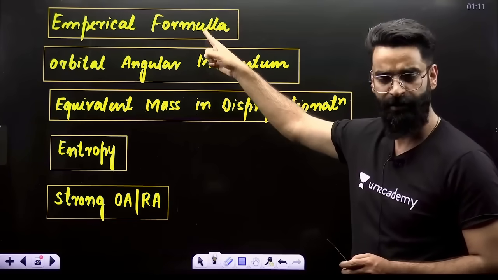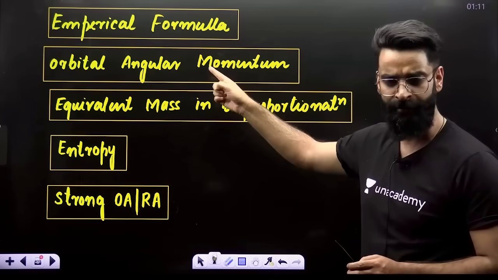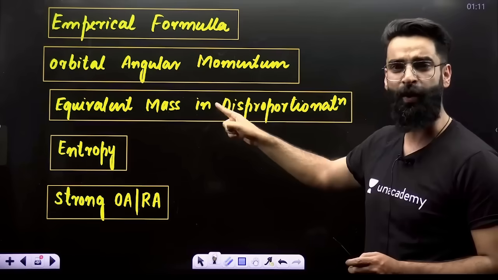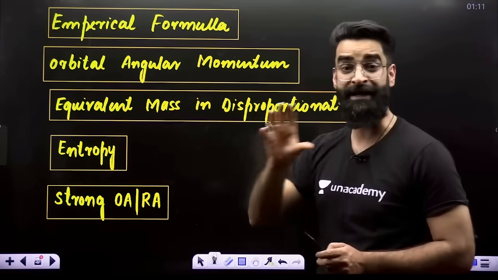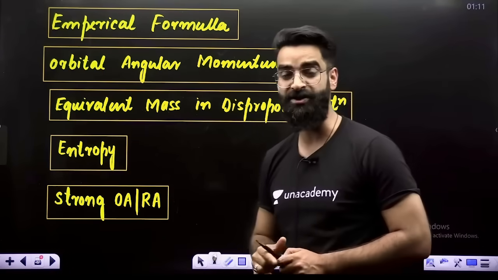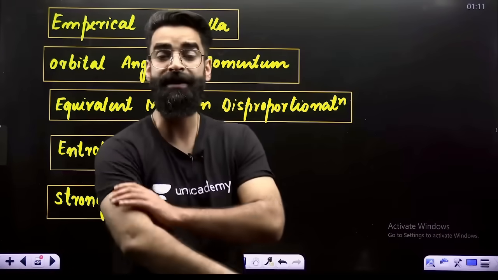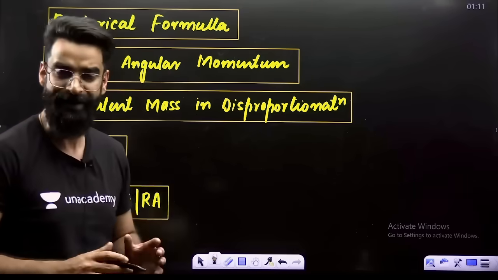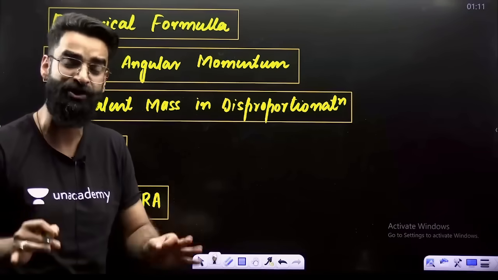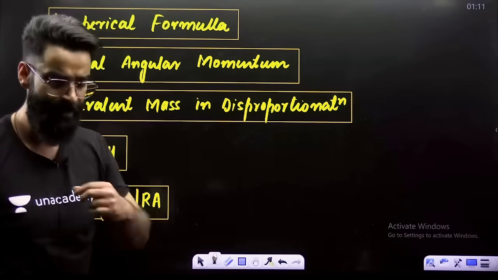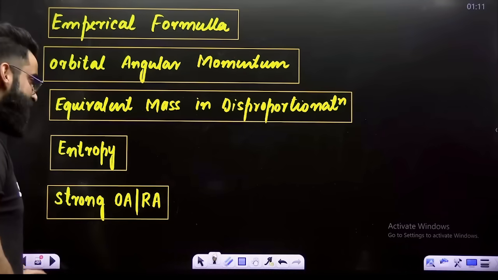Question based on empirical formula, question based on orbital angular momentum, question based on equivalent mass of the substance that undergoes disproportionation, question based on entropy change, and the question based on how to check the strongest oxidizing and reducing agent, right? So watch this particular video till the end so that you can fetch these 20 marks for sure in less than 10 minutes. My dear students, have a look at what exactly I'll be doing.